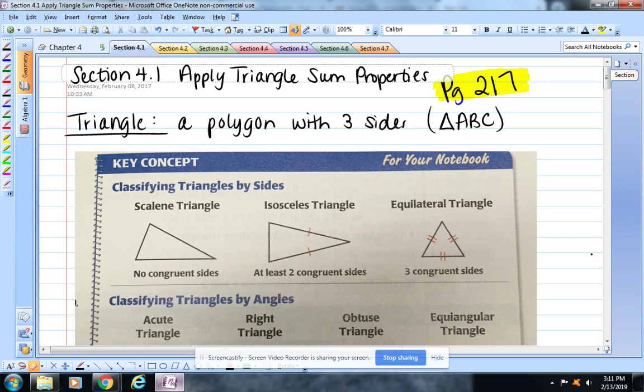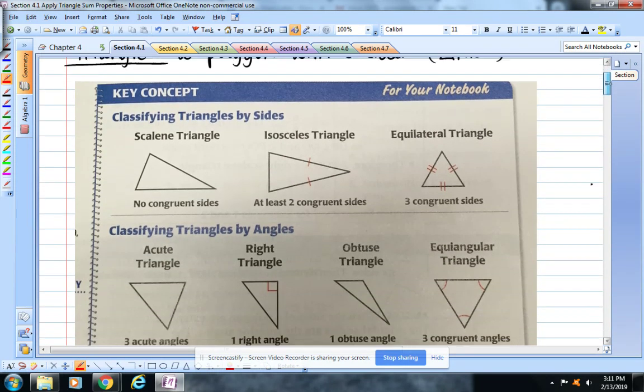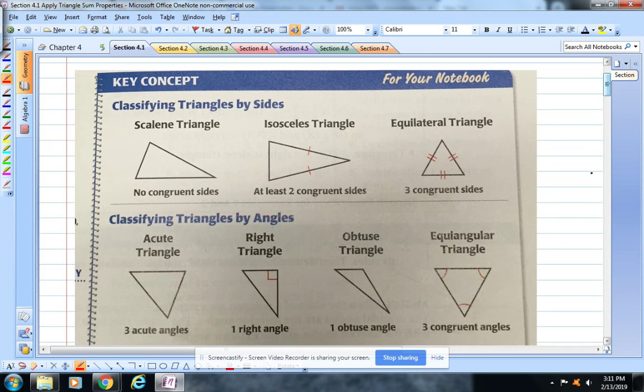First of all, we have already talked about polygons, and a triangle is a polygon with 3 sides. We name it with the little triangle symbol and the 3 letters that make up the 3 vertices of the triangle. They can be mixed up in any order to name the triangle. Now, this picture right here is taken from the textbook on page 217.